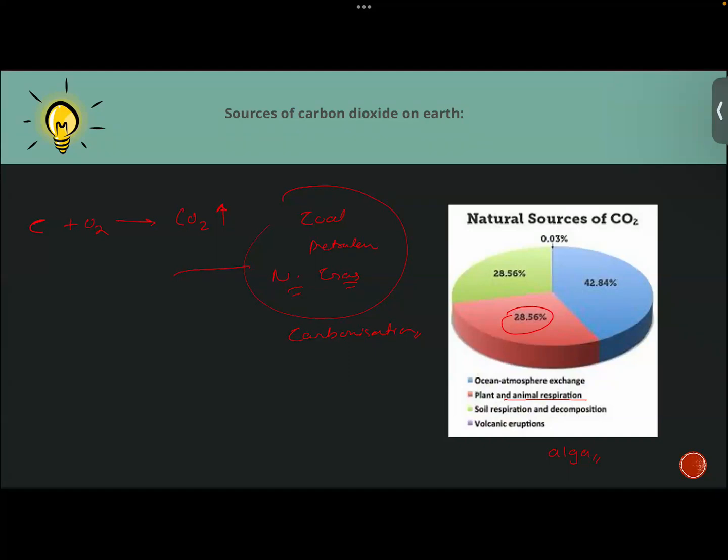Let me just put my pen in the chart, it's not working. Just give me a moment.